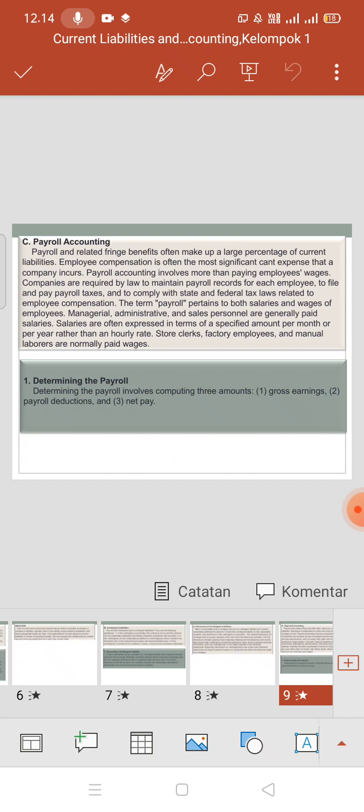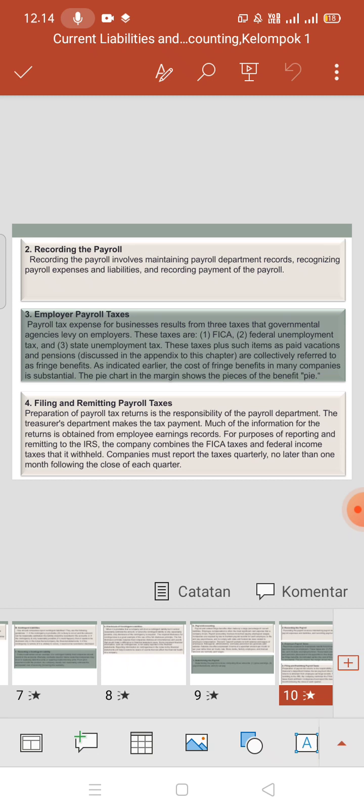Payroll accounting. Payroll and related benefits often make up a large percentage of current liabilities. 1. Determining the payroll. Determining the payroll involves computing 1. gross earnings, 2. payroll deductions, and 3. net pay. 2. Recording the payroll. Recording the payroll involves maintaining payroll department records, reconciling payroll expenses and liabilities, and recording payment of the payroll.